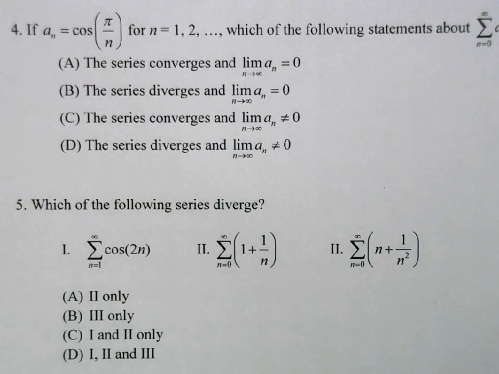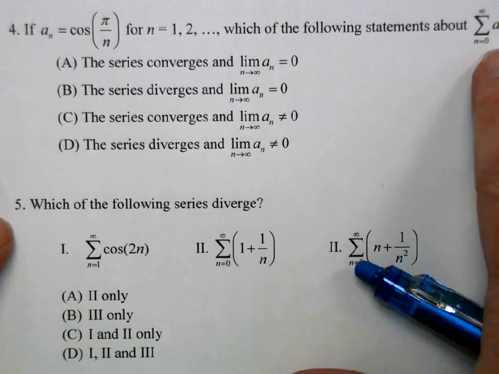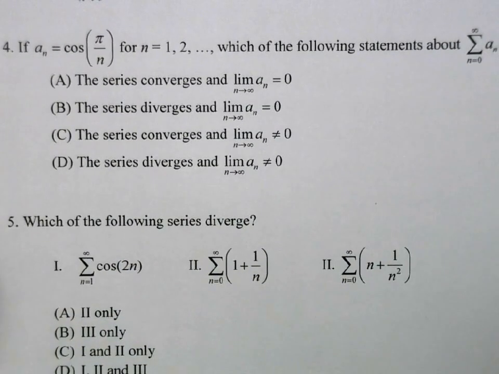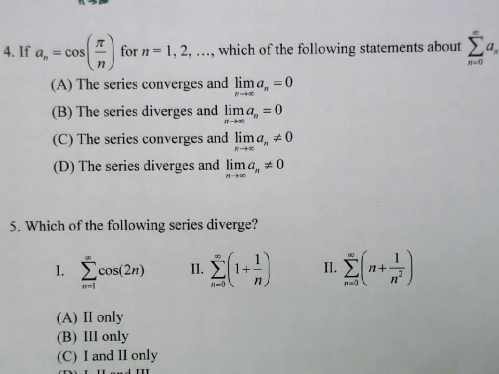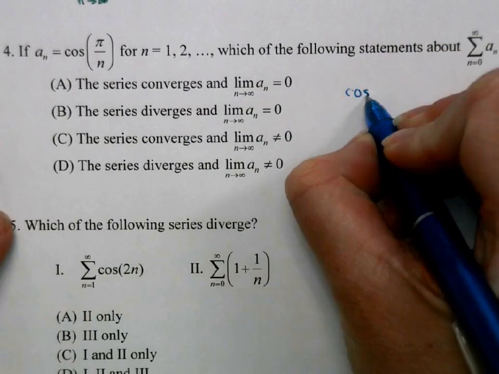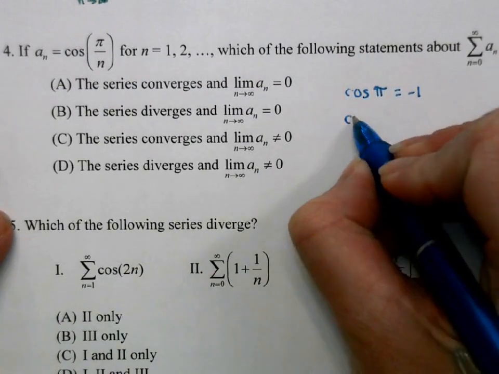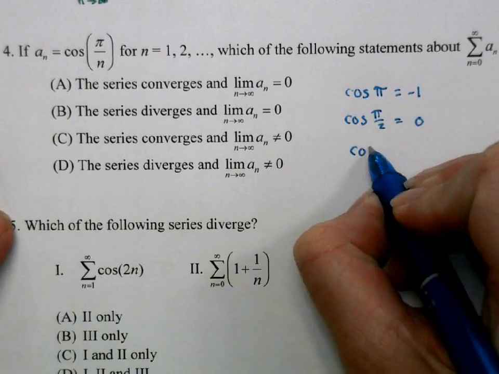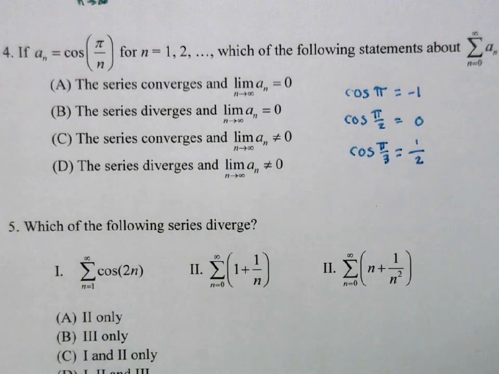All right, this next one, we have if a_n is cosine of pi over n for n equals 1, 2, and so on, which of the following statements about the series must be true? Well, let's start looking at the terms. That's the whole point of the divergence test, what's happening to the terms of the series. If I plug in 1, we'd get cosine of pi, which is -1. If I plug in 2, we get cosine of pi over 2, which is 0, then cosine of pi over 3, and so on.